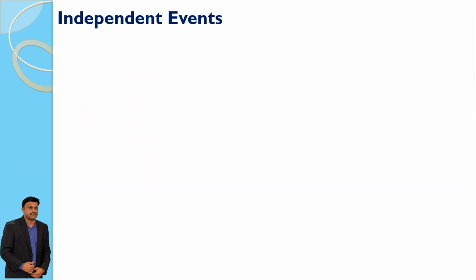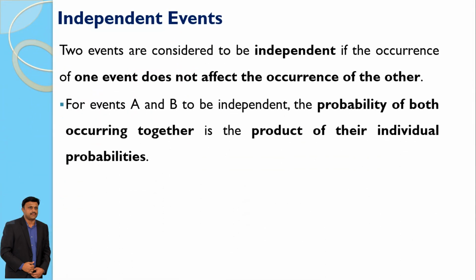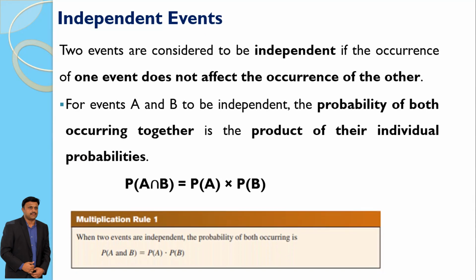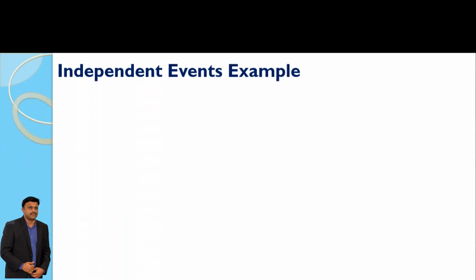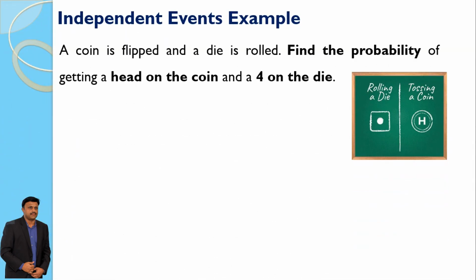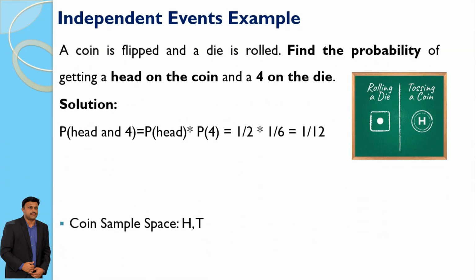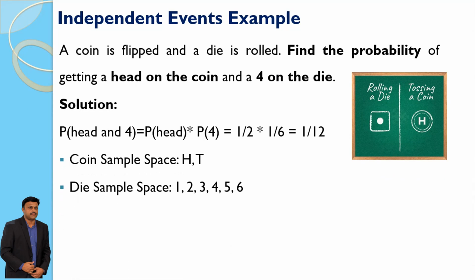Two events are considered to be independent if the occurrence of one event does not affect the occurrence of the other. The probability of both occurring together is the product of their individual probabilities. A coin is flipped and a die is rolled. The probability of getting a head on the coin and a 4 on the die is calculated by multiplying the probabilities of each event.